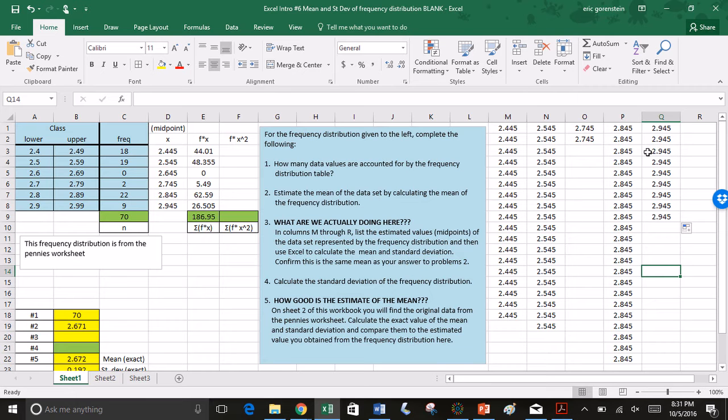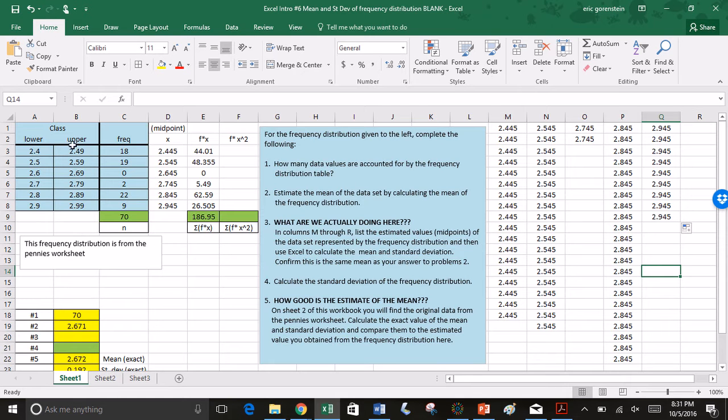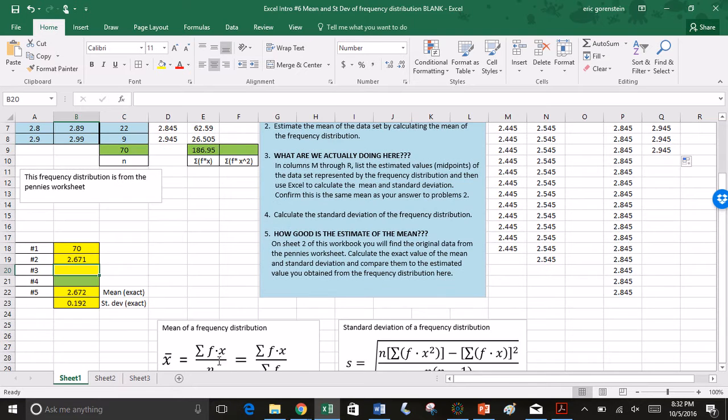These are the 70 estimated values. So I don't have any of the original data, so I'm estimating these original values by using the midpoint of each class and estimating, well, 18 copies of this, 19 copies of this, and so on. So I should get the exact same value as what I got for number 2, because I'm basically just working out the details of this formula.